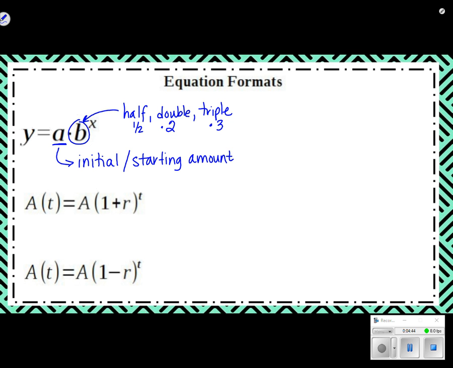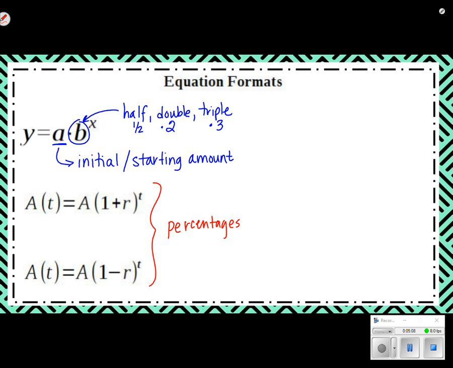So if you are running across words that say half, double, triple, quadruple, multiplying by 4, you're going to want to use y equals a times b to the x. It's going to be so much easier for you. All right, for these 2, we're going to use them when there are percentages.